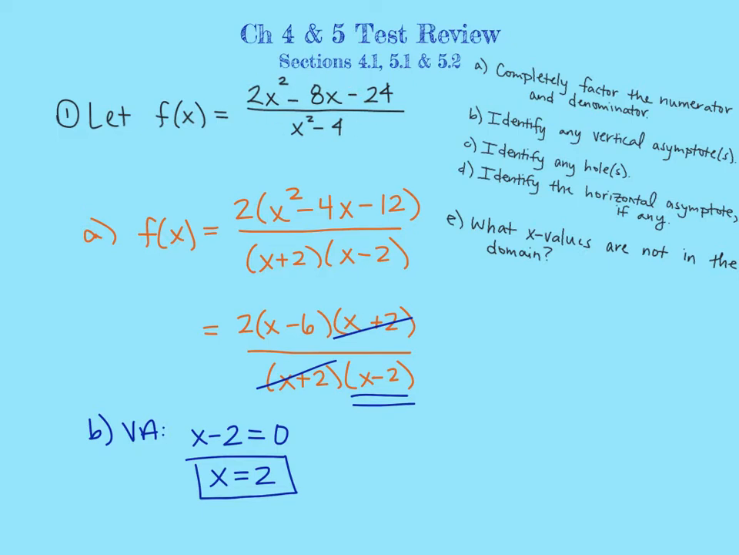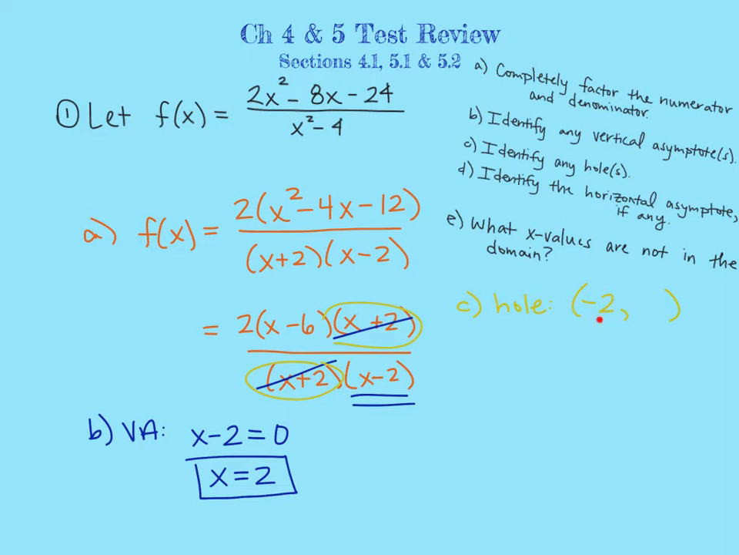For part C, seeing if we have any holes in our graph, the hole is the x value that makes the factor that canceled out equal 0. So our x value here for our hole is going to be negative 2, because if we plug negative 2 into x plus 2, it makes it 0. Now we need to find the y value. In order to find the y value, we can plug in what the function would have been at that point. So we obviously can't plug it into the x plus 2 over x plus 2. That would give us 0 over 0.